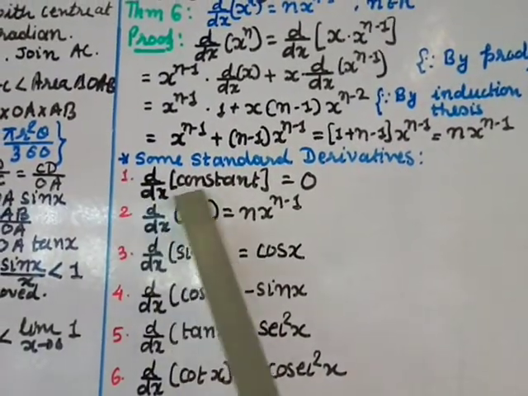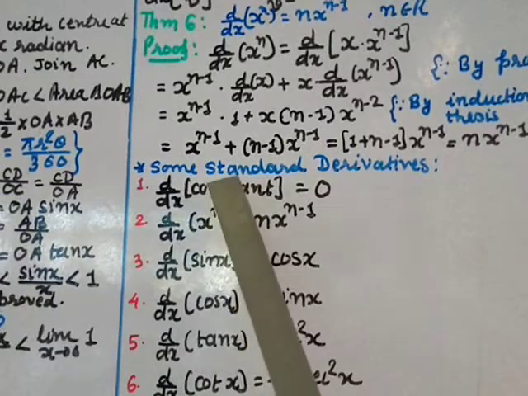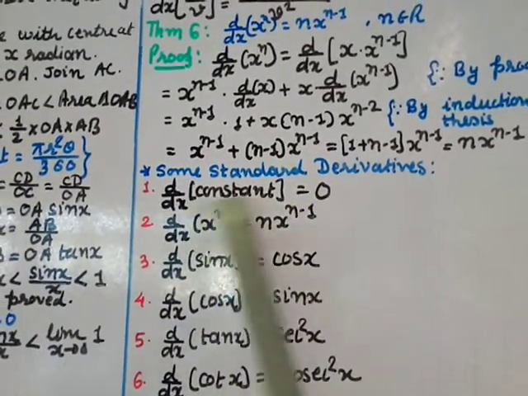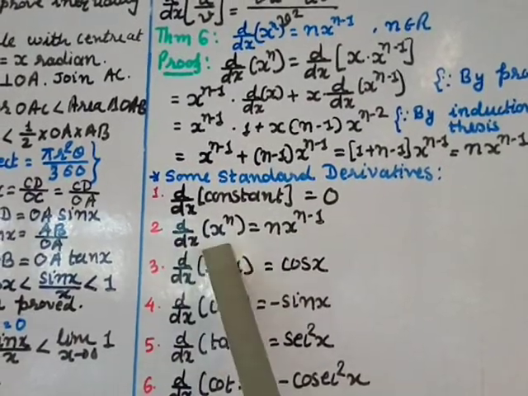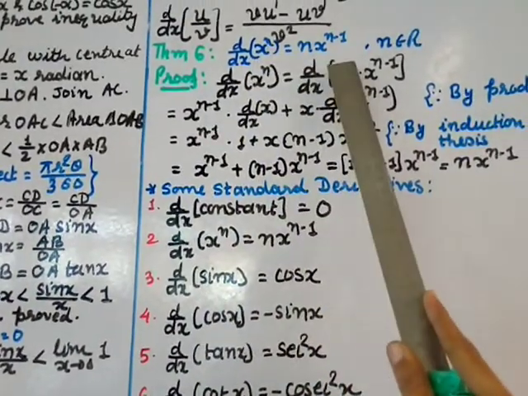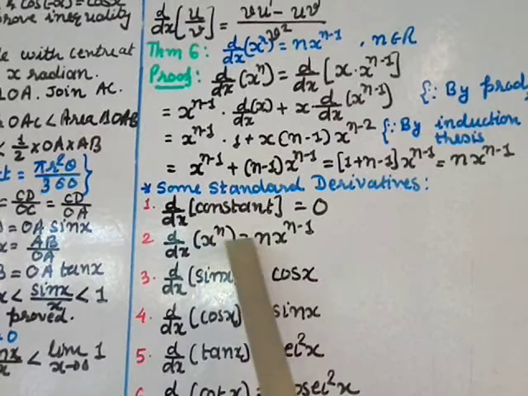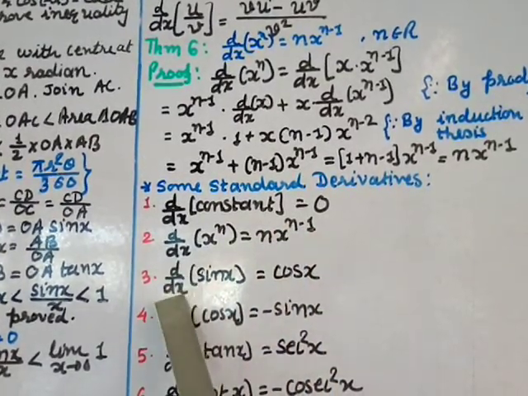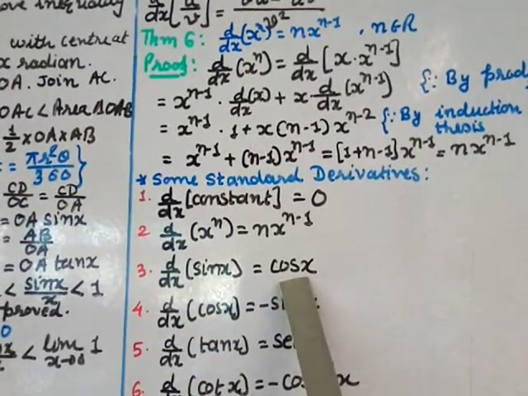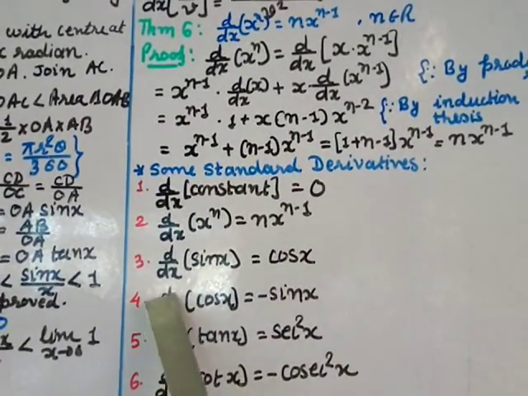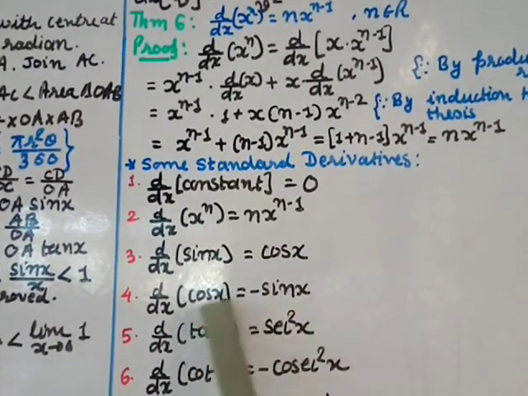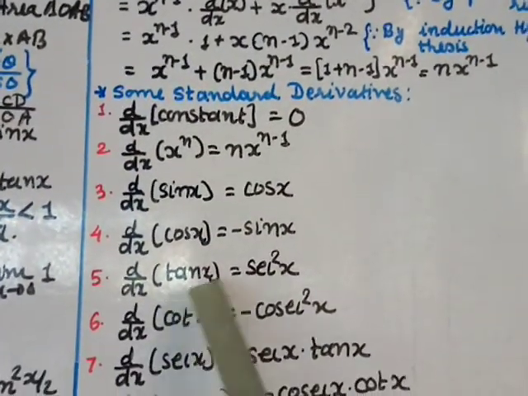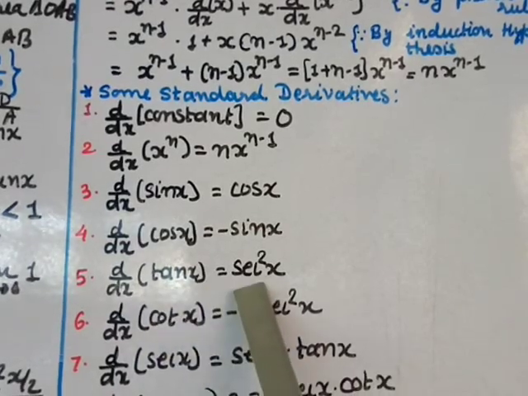Number 1, d by dx of a constant, any constant term, negative, positive, rational, irrational. If it is a constant term, the derivative is 0. Then d by dx of x power n, that we proved just now, is n into x power n minus 1. Number 3 is d by dx of sin x, the derivative of sine is cos x. Number 4, d by dx of cos x is minus sin x. Number 5, d by dx of tan x is sec square x.